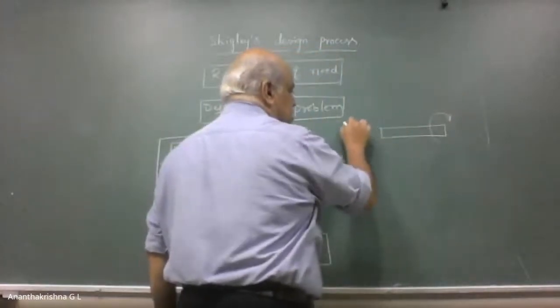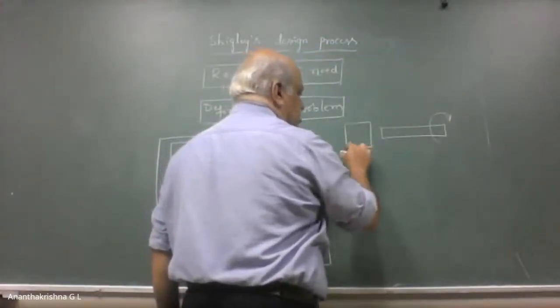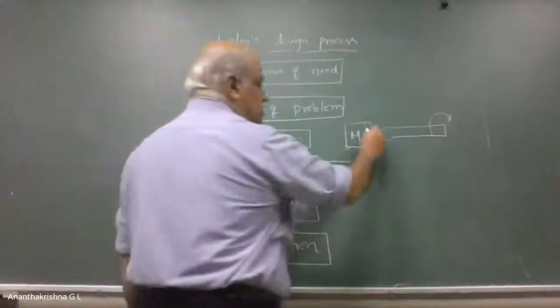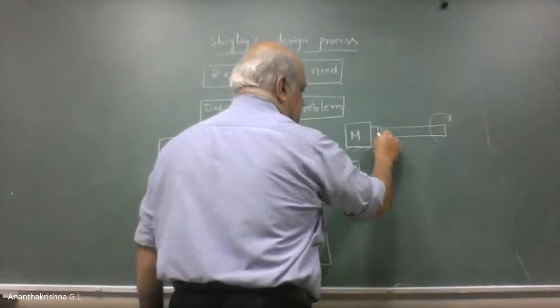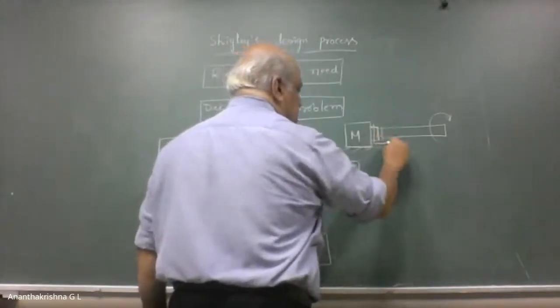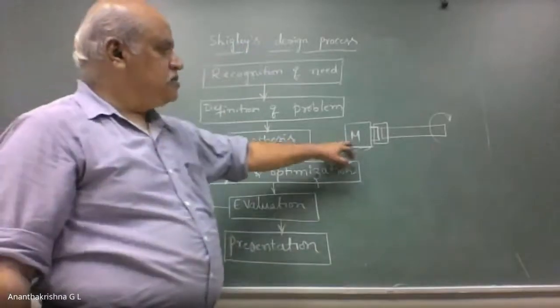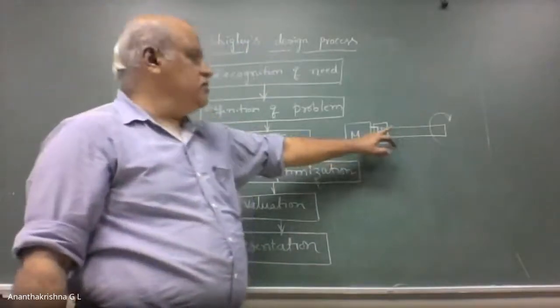We need some prime mover, maybe in the form of a motor. A motor will have a small shaft along with that, so these two have to be coupled. Next, what should be the speed of the shaft that we are going to design?